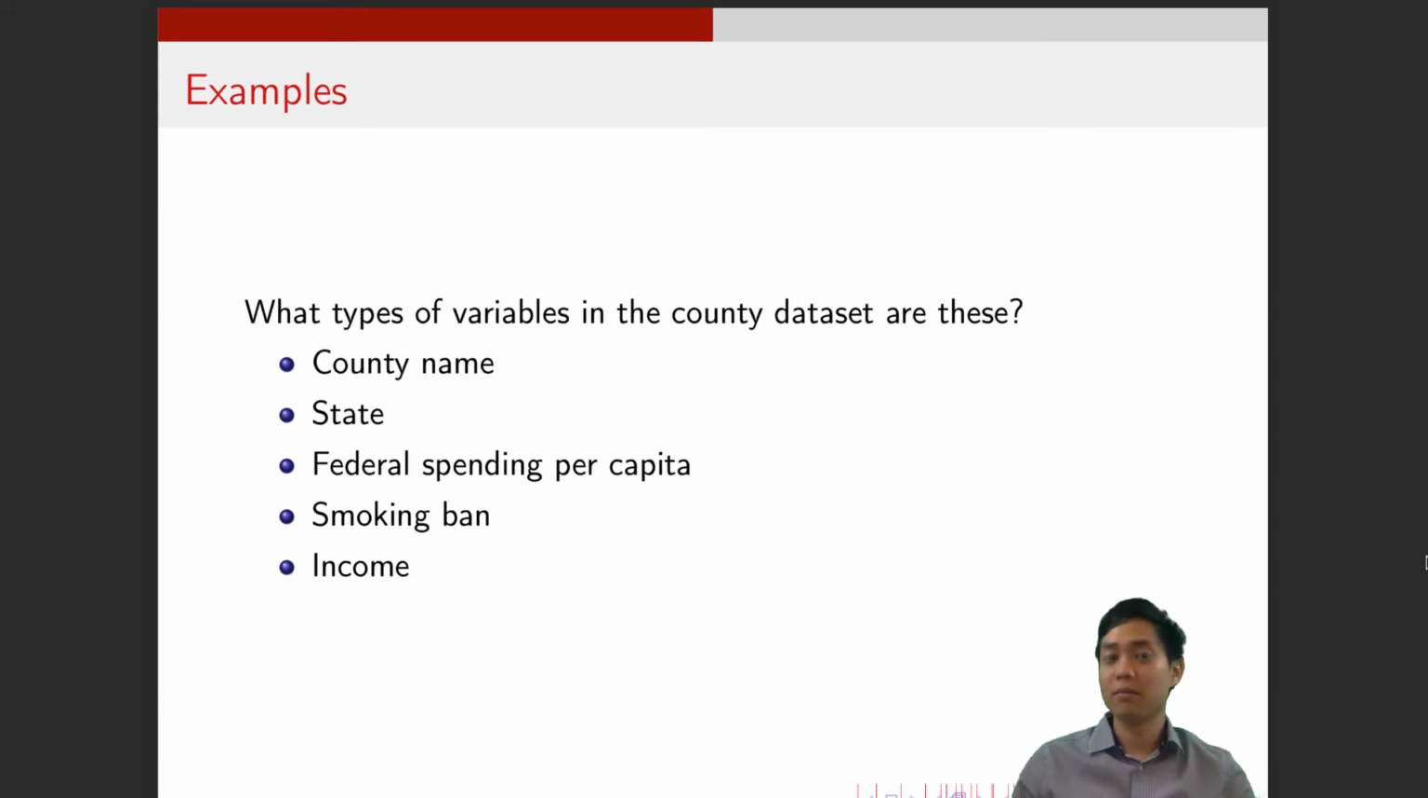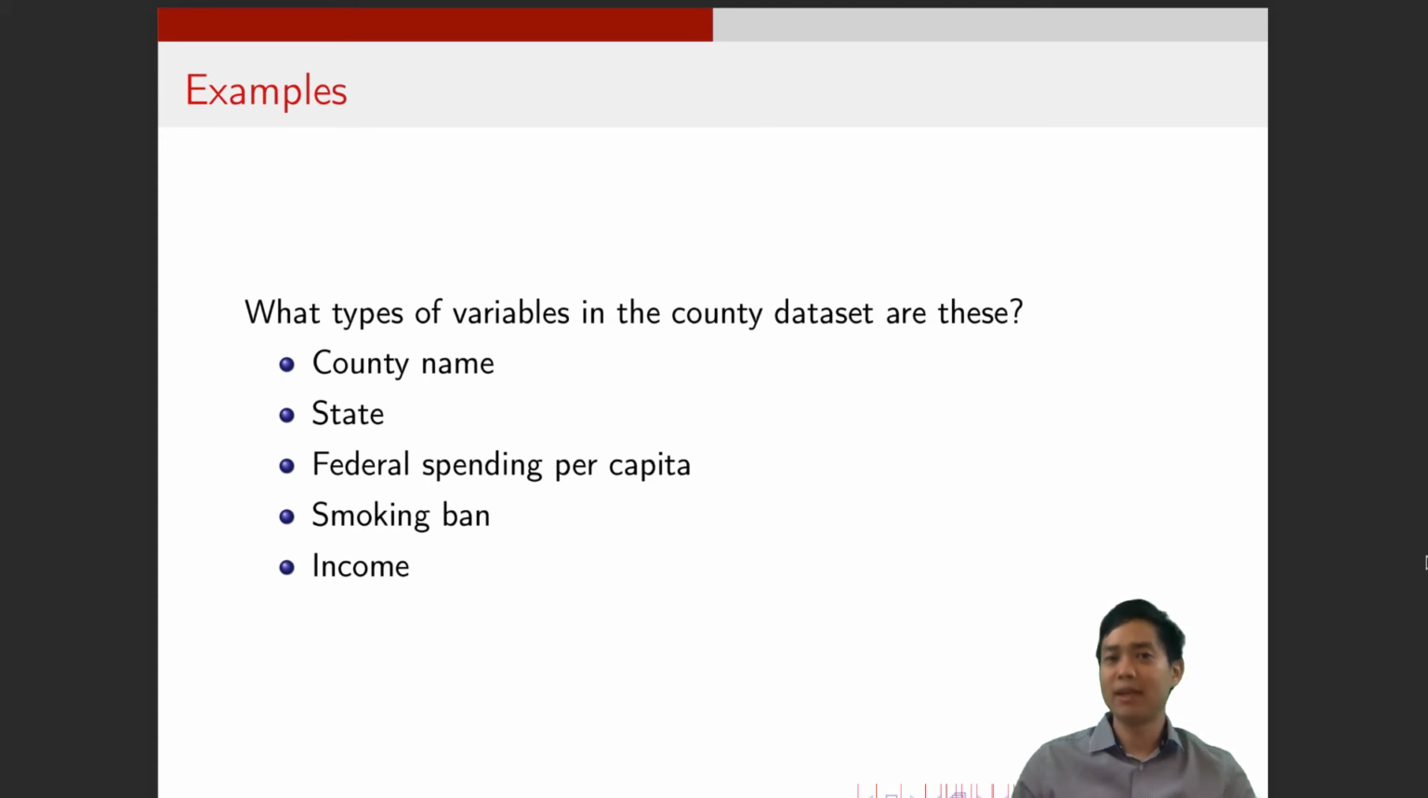What about smoking ban? Whether there is a smoking ban or not. Well, this is like a yes or no question. There's actually a different scale rather than just yes or no as well. But basically, the idea is that these fall into different categories, different groups. It's not like you can ask, what is the smoking ban? Like 2.5, that doesn't really make sense. And so in this case, it would be a categorical variable.